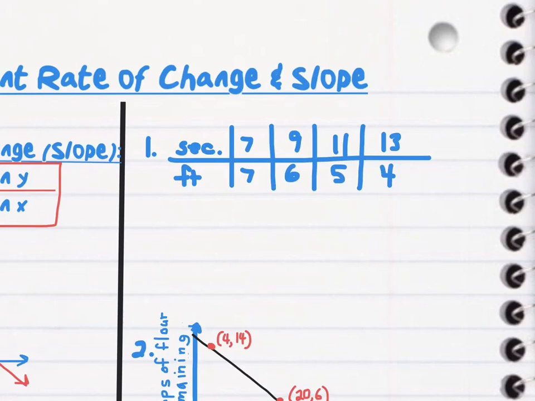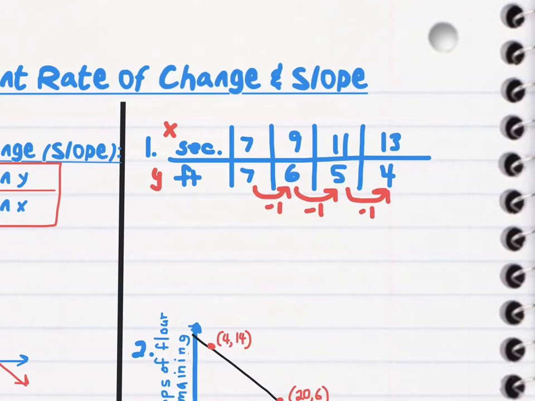Now, what we're going to do here is first label the x row and the y row. The top row is always your x, the bottom row is always your y. And what we're going to do first is find the change in the y values. If you look at 7, and then it decreases to 6, which then decreases to 5, which then decreases to 4, that is decreasing by 1. So I'm going to write little minus 1s.